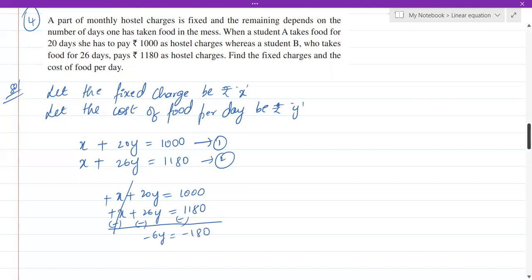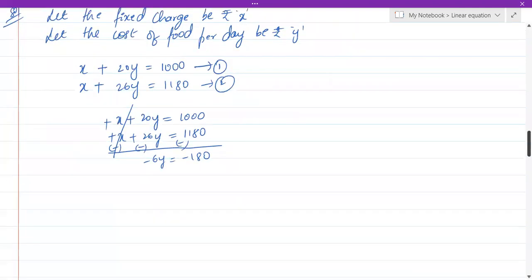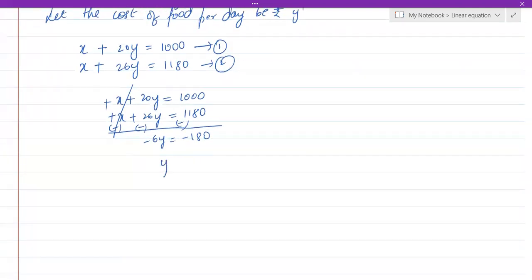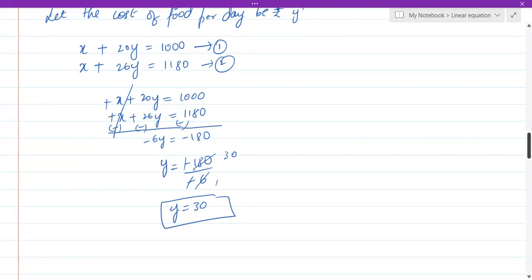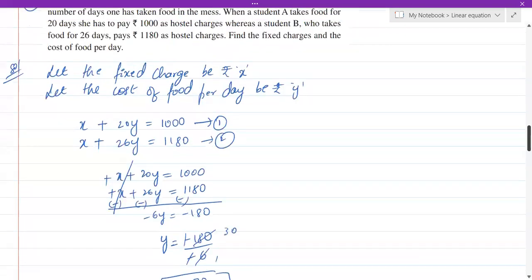Therefore, y value will become minus 180 by minus 6. Minus minus gets cancelled. 6 ones are 6, 6 fives are 30. Therefore, the value of y is 30. That is, for per day, the cost of the food is 30 rupees.